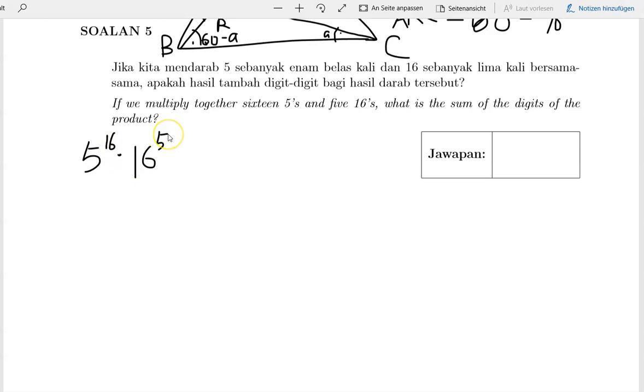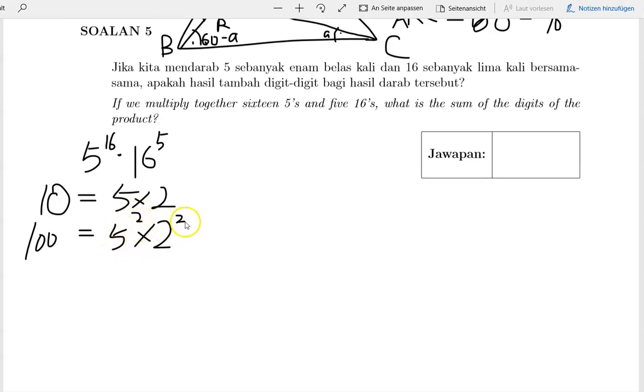Notice one thing. When you say maybe 10, this is 5 times 2. And then this 100, which is 10 squared, would be 5 squared times 2 squared. And then we have 1000, which is 5 cubed times 2 cubed, and so on and so forth.